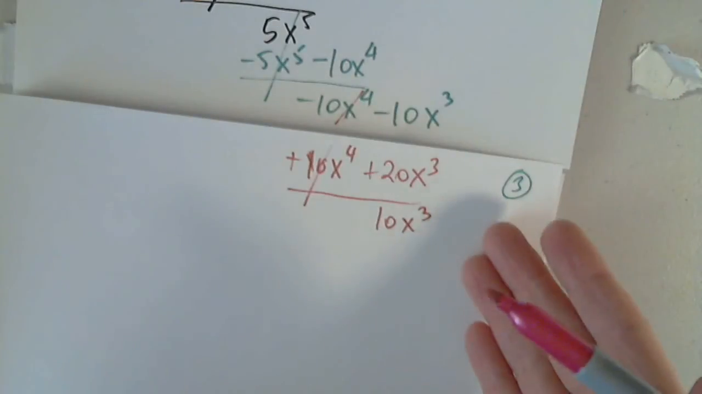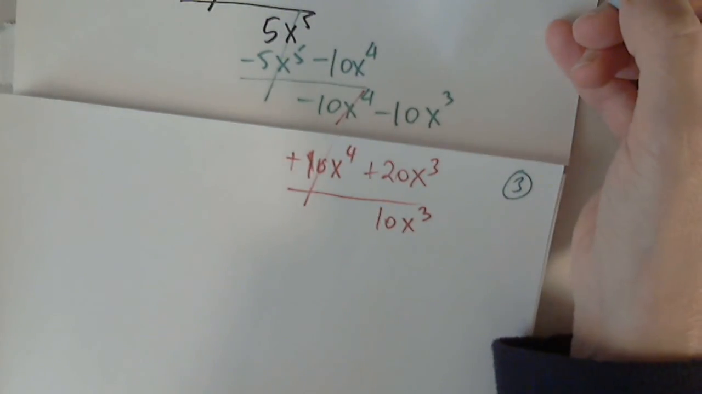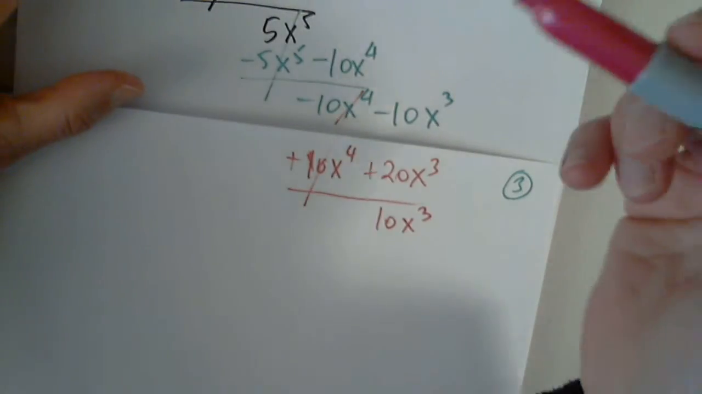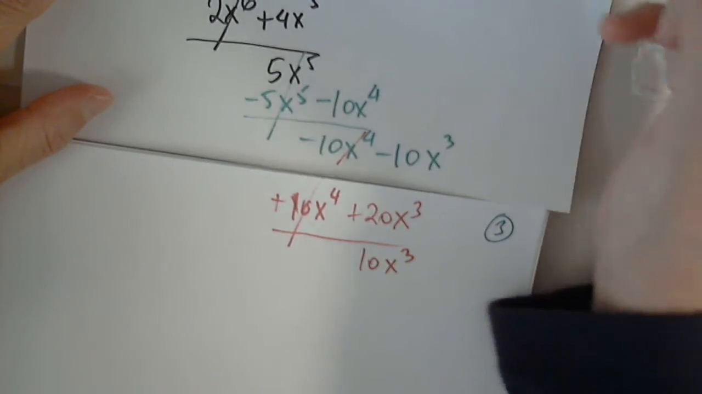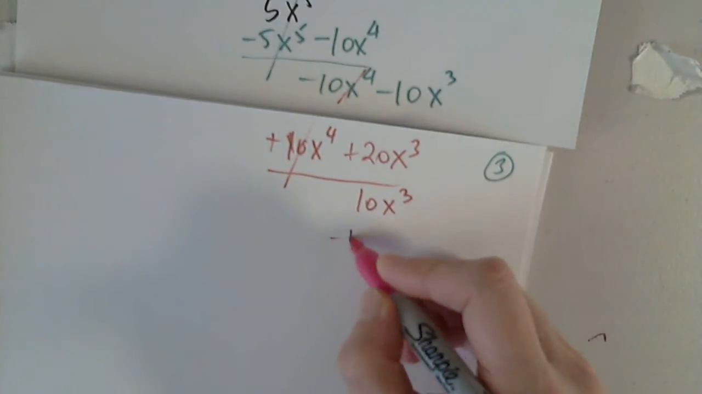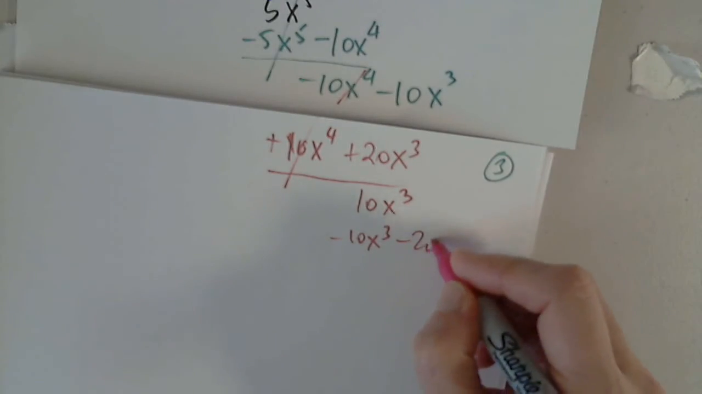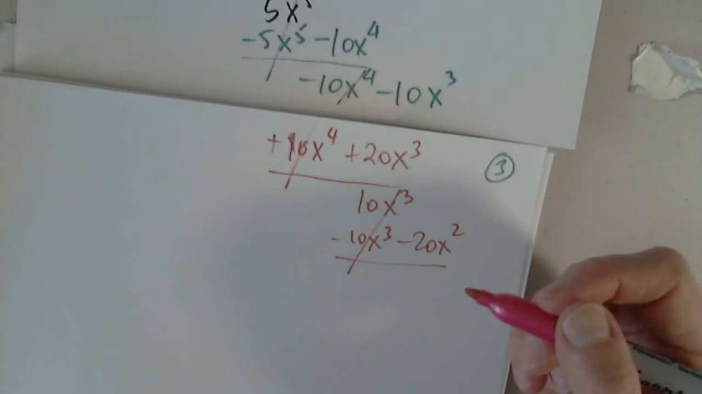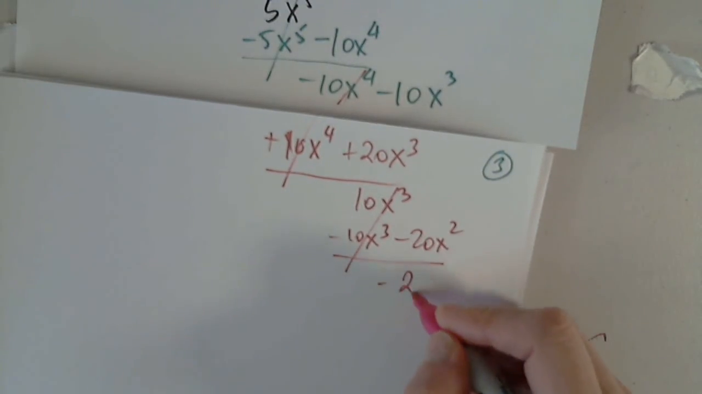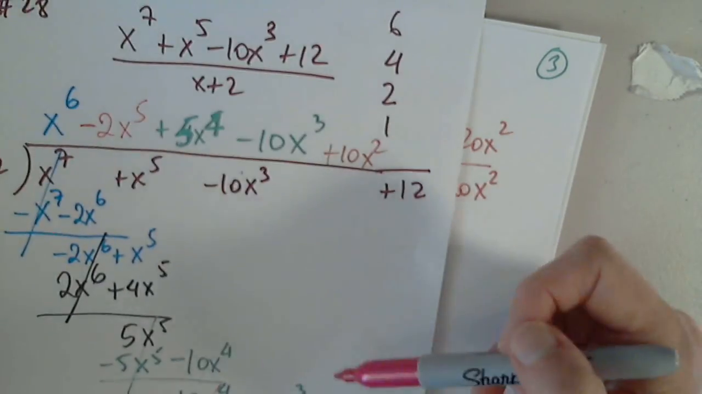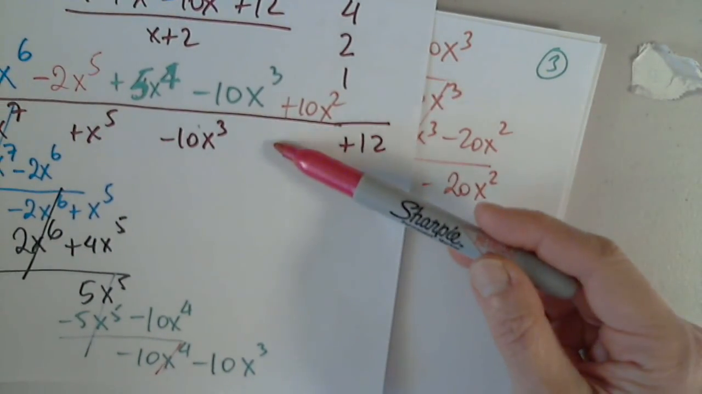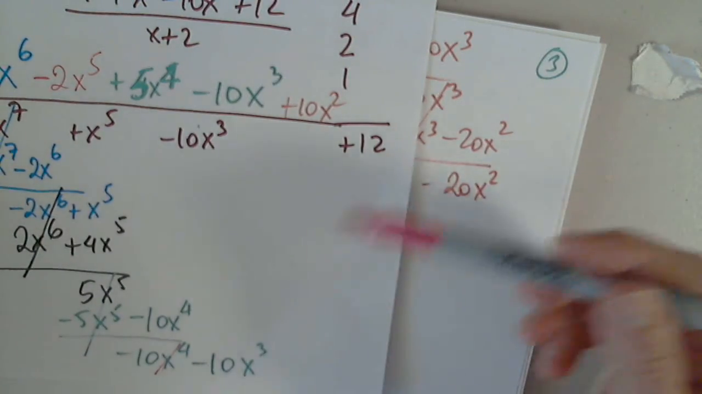I don't have anything to bring down. I'm missing degree 2. I'm missing degree 1. So x times what is 10x to the 3rd? It's going to be positive 10x squared. 10x squared times x is 10x cubed. I subtract. 10x squared times 2 will be 20x squared. I subtract. I will have to write on the table now. Negative 20x squared. Okay, I don't have anything to bring down because the term with x squared and the term with x are gone, are not there.